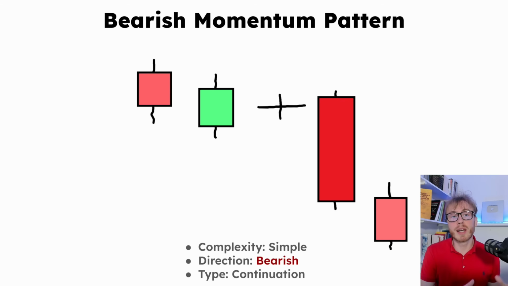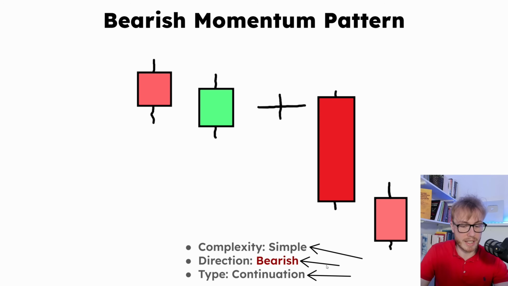Alright guys, now it's time to take a look at the bearish momentum pattern. This is a very useful pattern because it appears so frequently in the market. The pattern is simple because it consists of only one candlestick, so where the pattern appears on the chart is key. The direction for this pattern is bearish and the type is continuation.